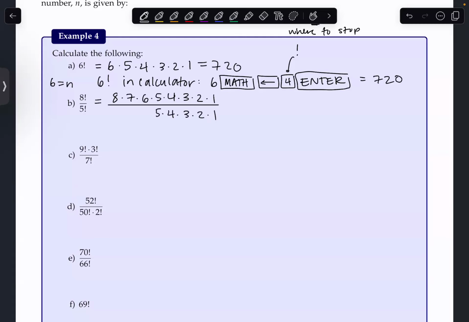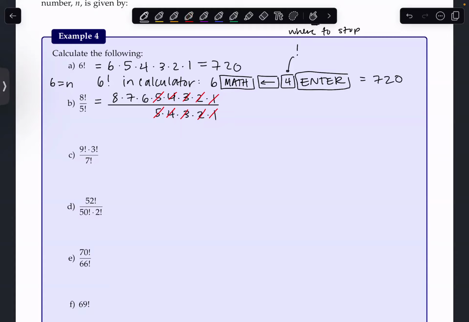Right, and what we're going to notice is this smaller factorial that's showing up downstairs is also showing up in the bigger factorial upstairs. I see that because I'm multiplying upstairs and downstairs, I'm going to be able to cancel very nicely. So I'll cancel the 5 with a 5, 4 with 4, 3 with 3, 2 with 2, 1 with 1. And I'm only going to be left with 8 times 7 times 6.